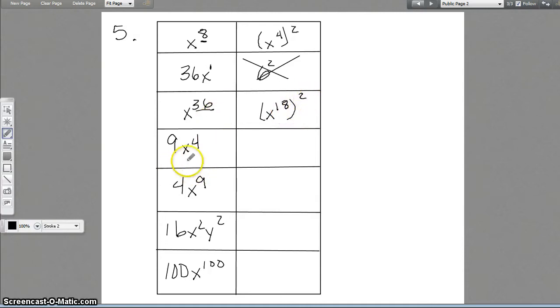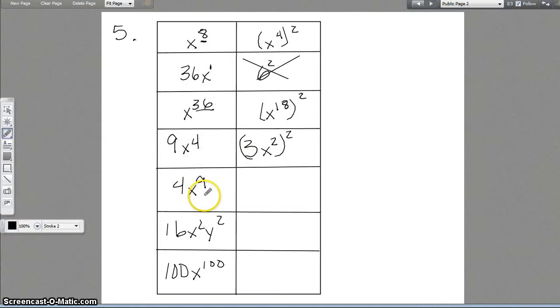Then we have 9x to the 4th. Well, 9 is the square of 3. x to the 4th, that's an even power of x. What do we have to raise x to so that when we square it, we'll get 4? 2 times what is 4? Well, that would be a 2. So the 3 squared will give us the 9. The x squared will give us the 4.